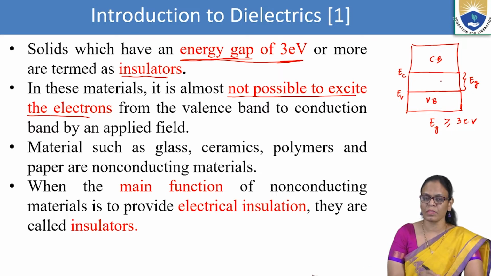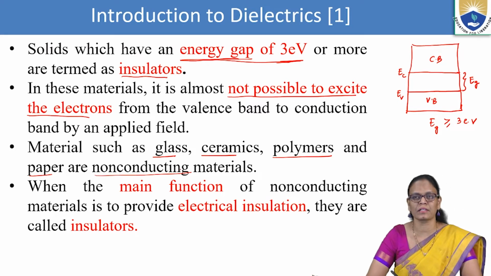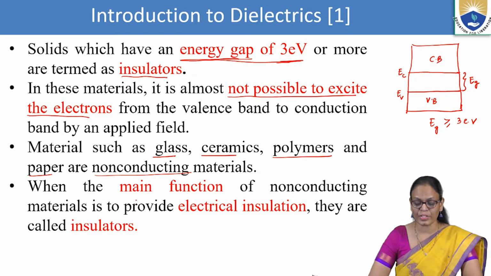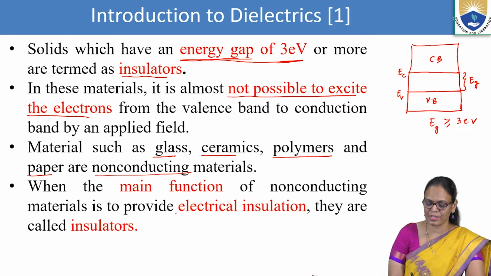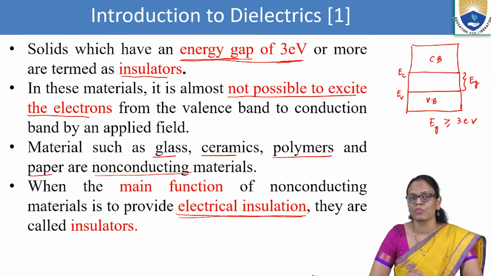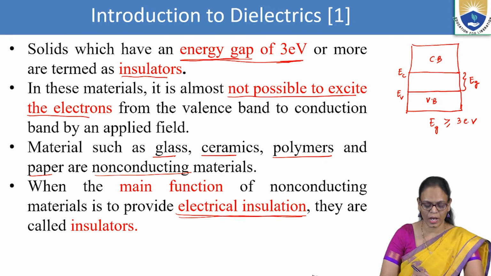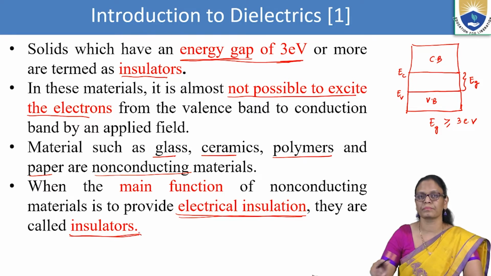Only when you supply an energy much greater than this can we move the electrons from the valence band to the conduction band. So, materials such as glass, ceramics, polymers and paper are all non-conducting materials. They do not conduct, so they can be used as insulators. The main function of the non-conducting material is to provide electrical insulation. Whenever we use these dielectric materials to insulate, to not allow the current to flow through, we call them insulators.